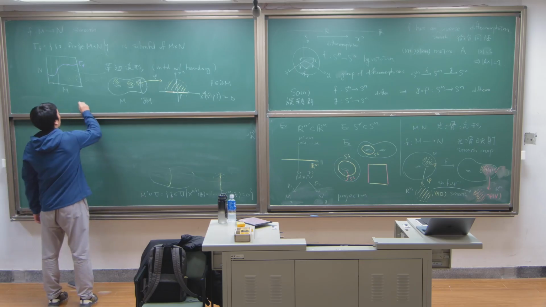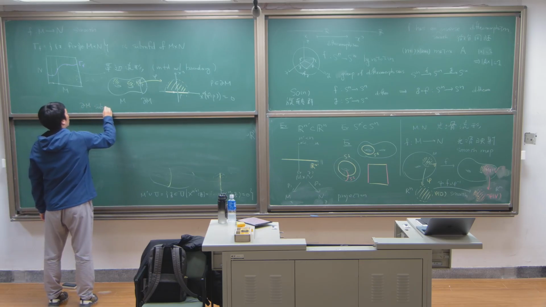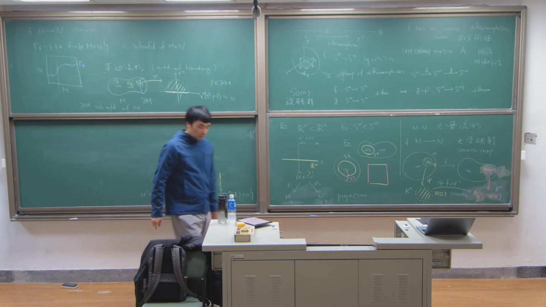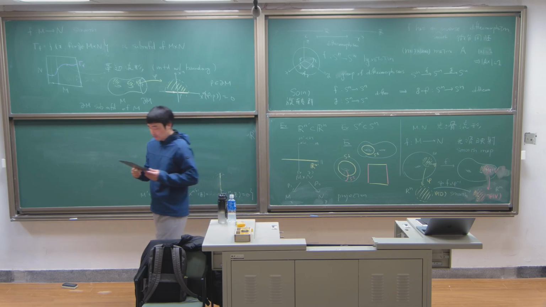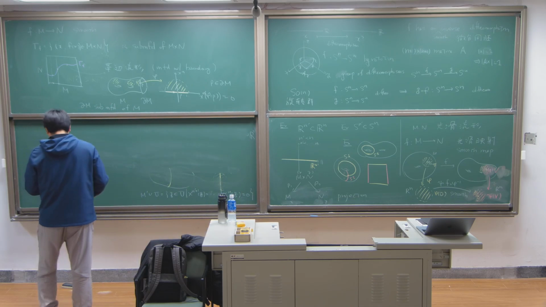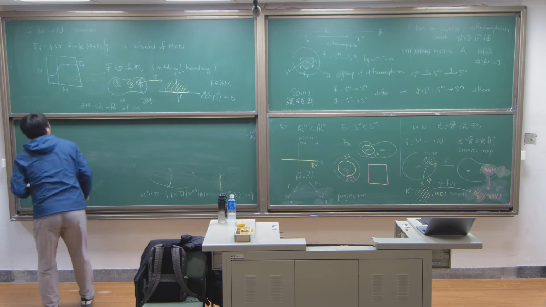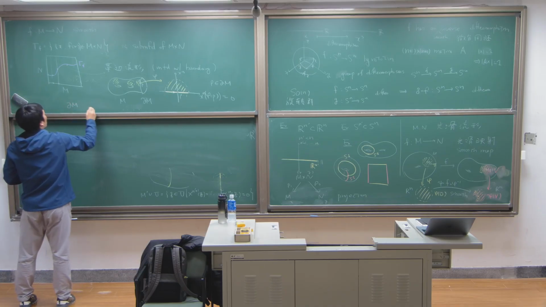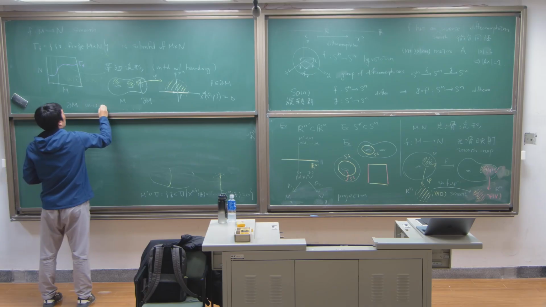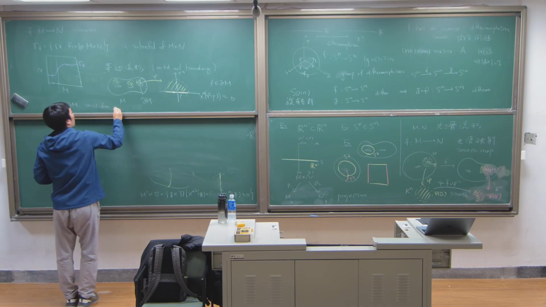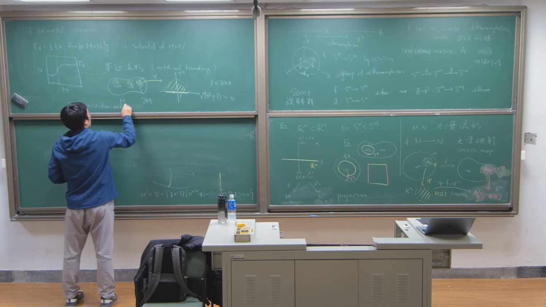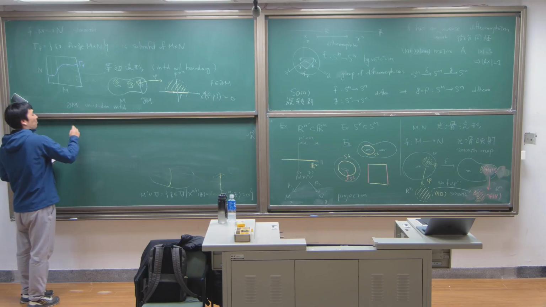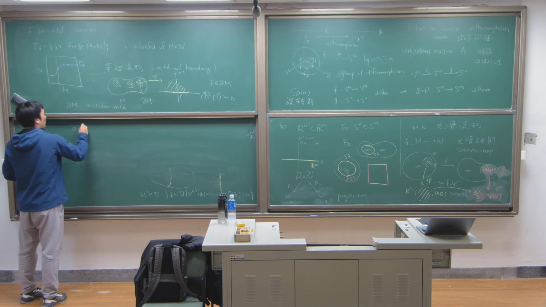So the boundary of M is also a manifold. Moreover, the boundary of M is also an n minus 1 dimensional manifold itself. And then a boundary manifold cannot have a boundary. What I meant is the boundary of the boundary should be 0.